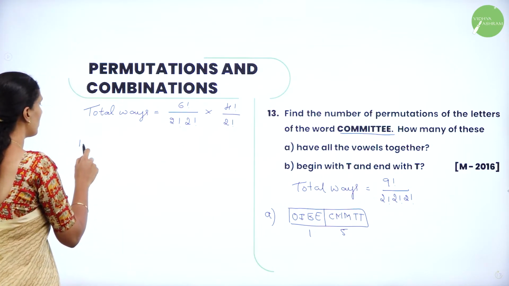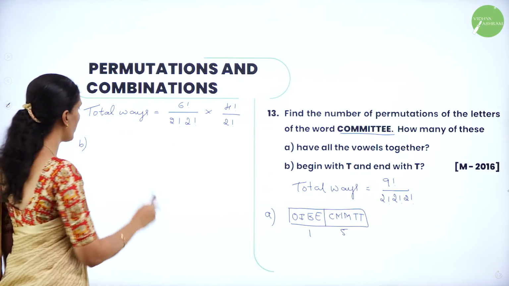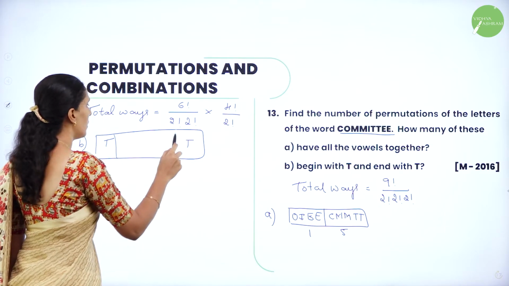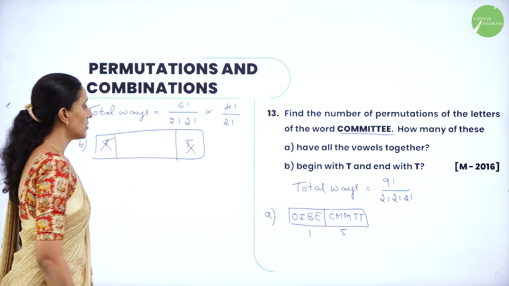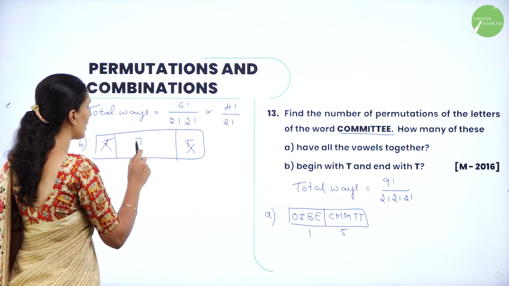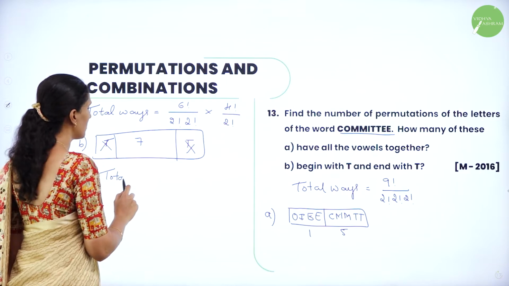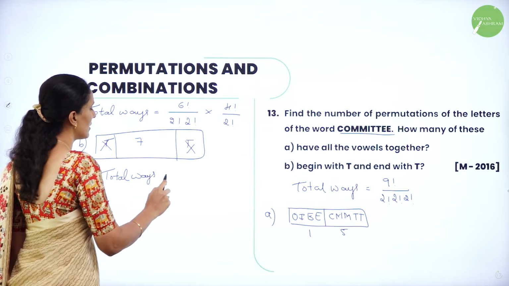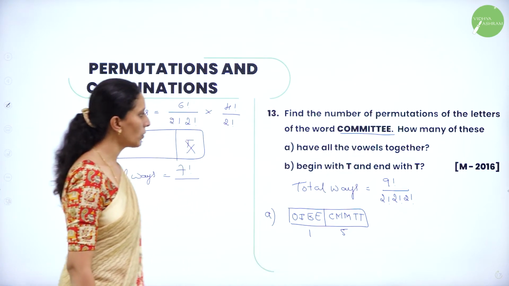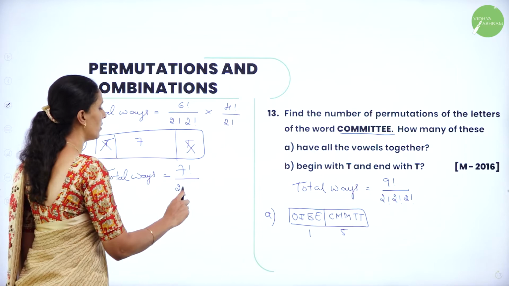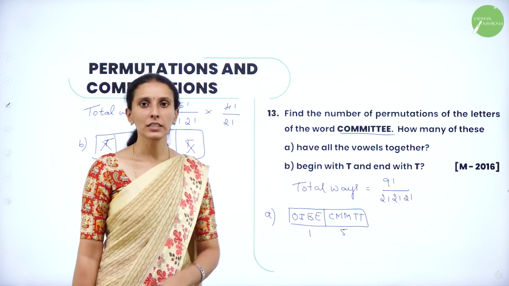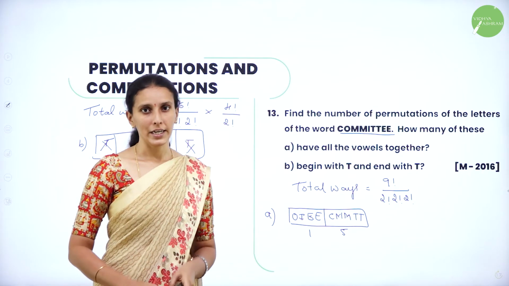Next we have question B, begin with the T, end with the T. So fix the places of T, starting and end. We cannot take them in consideration. So leaving 2 T's, we have 7 letters remaining. So from the 7 letters, the total ways becomes 7 factorial. In that 7 letters, we have M repeating 2 times, E repeating 2 times. So therefore it is 7 factorial by 2 factorial into 2 factorial. So this is the total number of ways for the letters beginning with T and ending with T.